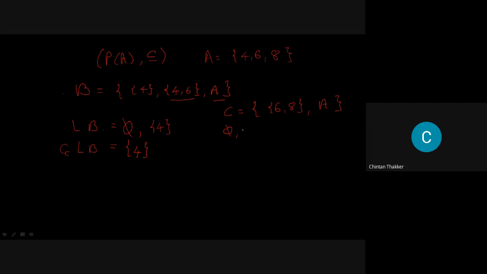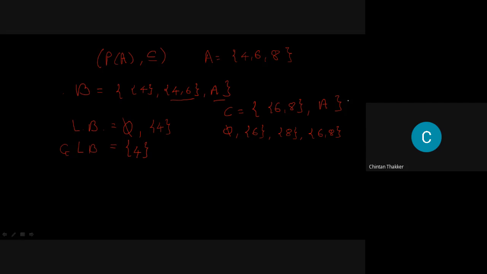Here you got the 4 lower bounds: phi, singleton 6, singleton 8, and {6, 8}. These 4 are lower bounds because phi is a subset of these two. Similarly, singleton 6 is a subset of these two, singleton 8 is a subset of these two, and {6, 8} is also a subset of both. Therefore, these 4 are lower bounds.